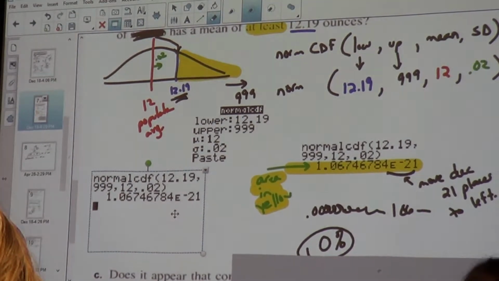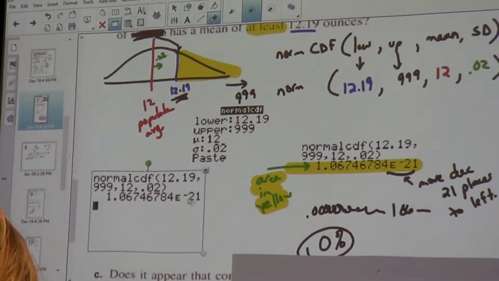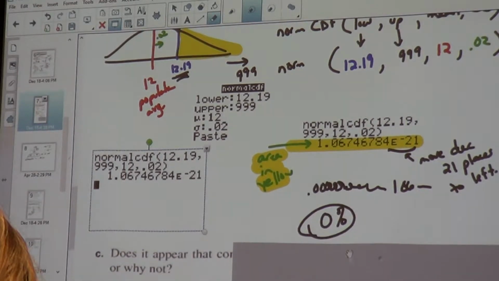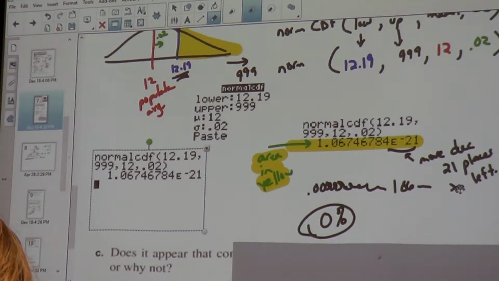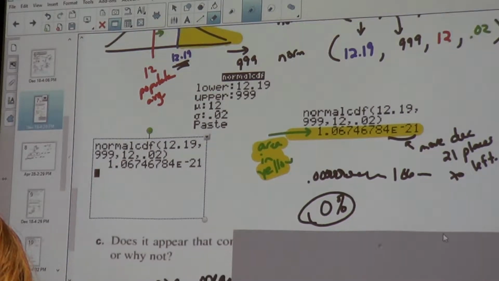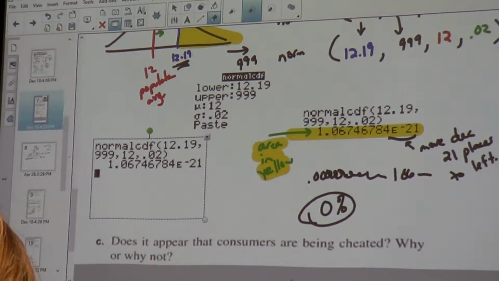Does that make sense? So when you look at your answer, that right there tells you how many times you're moving your decimal to the left. So our answer is really 20 zeros followed by that number. They put it in scientific notation. So that's what it means when E combines. Right, that E is scientific notation. Yeah, that E is not an error for this one.